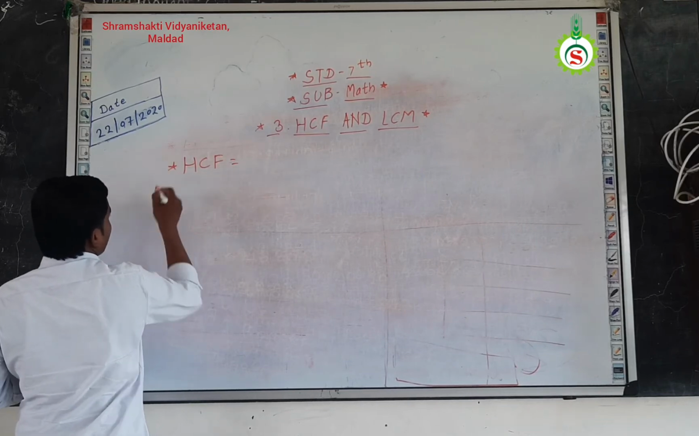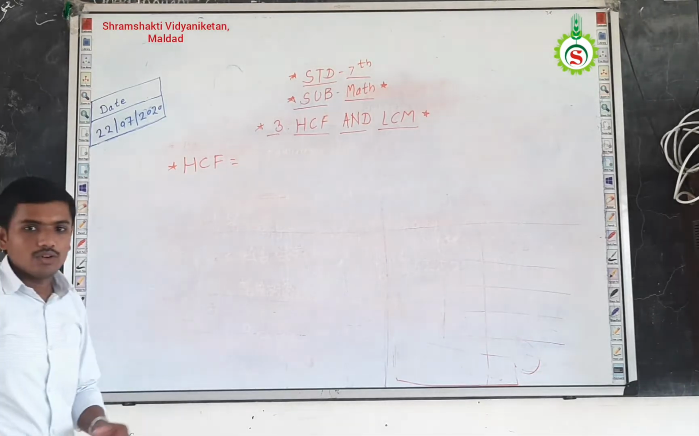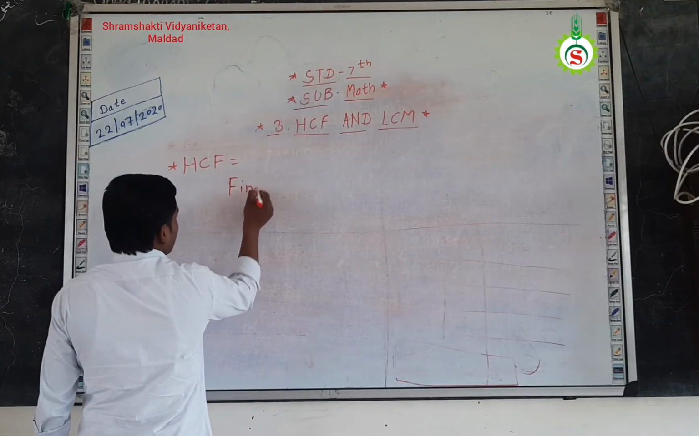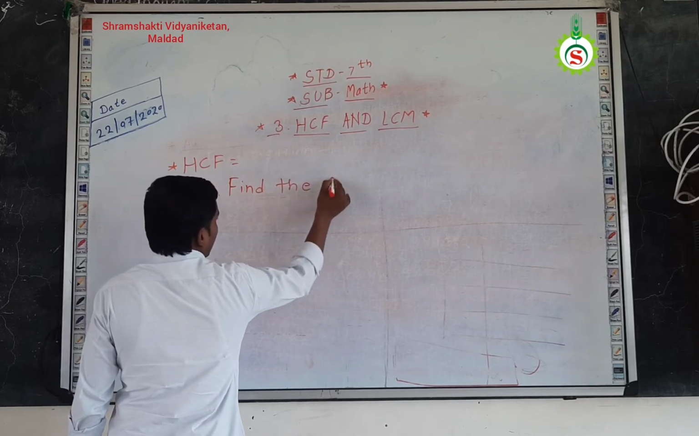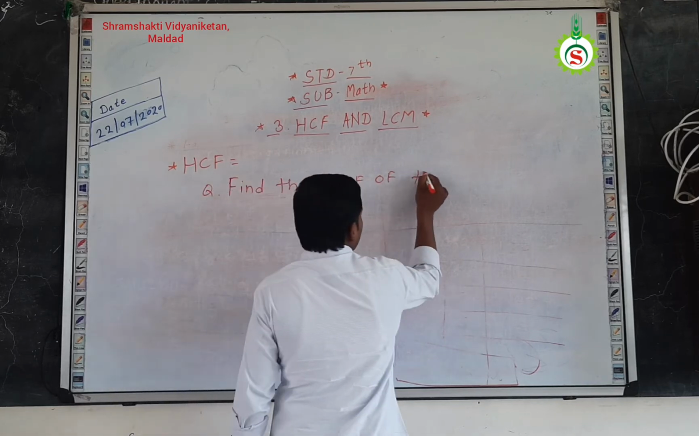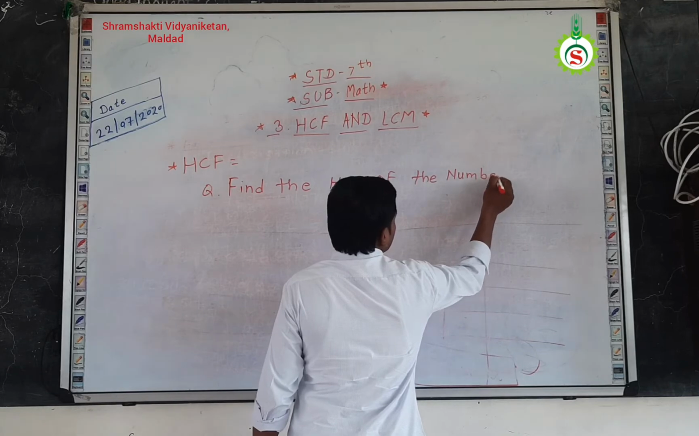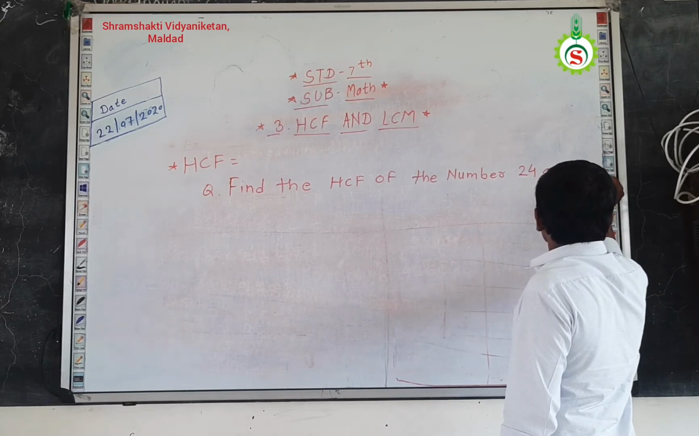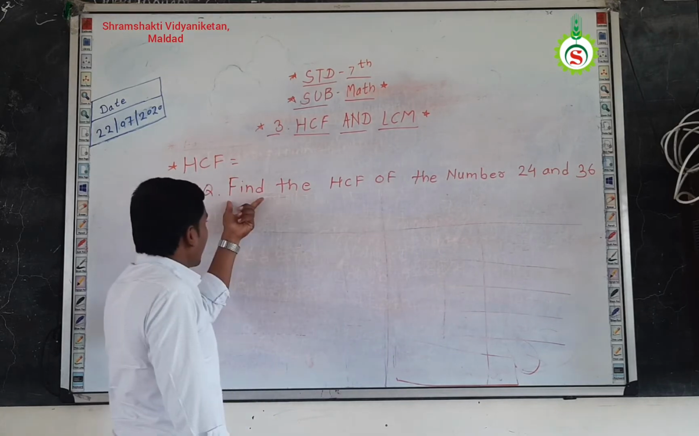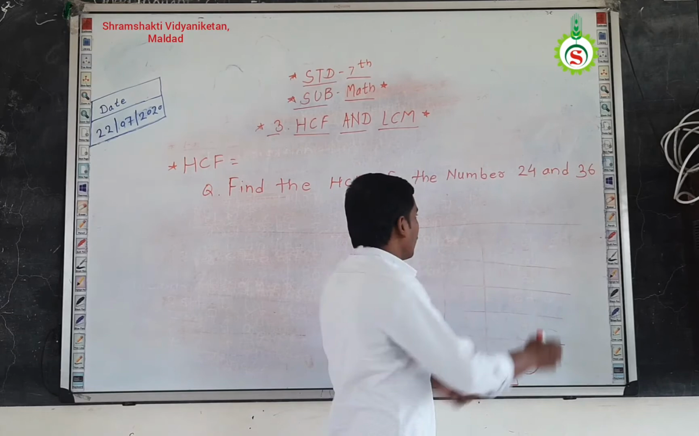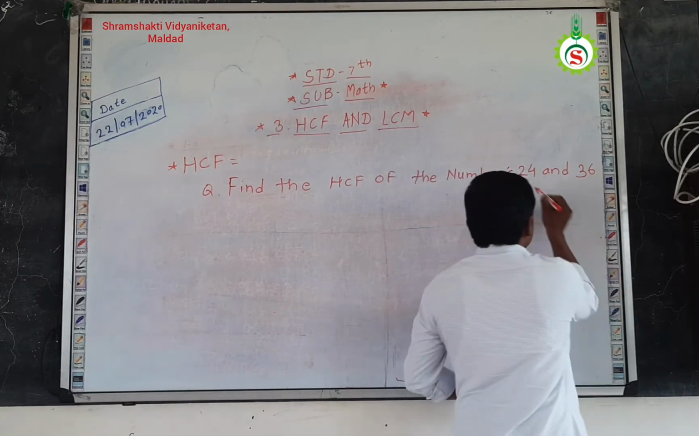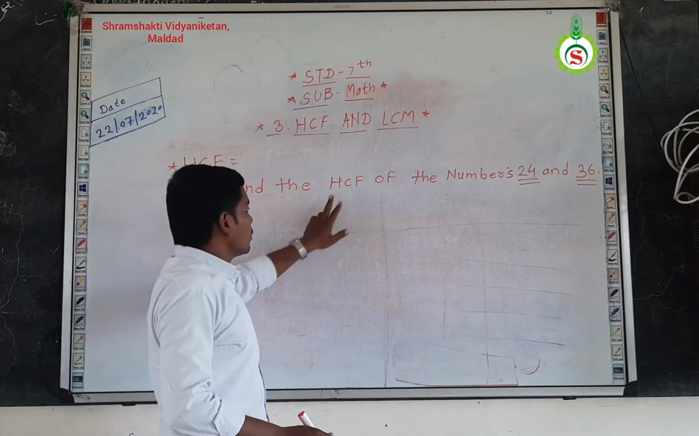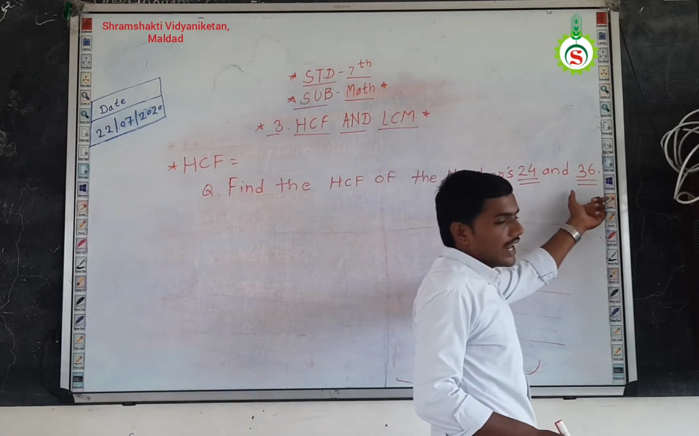HCF means highest common factor. Now, for finding the HCF, how will the question come? The question will be like that: find the HCF of the numbers 24 and 36. Which are the numbers given to you? 24 and 36. So we have to find out which is the highest common factor between 24 and 36.